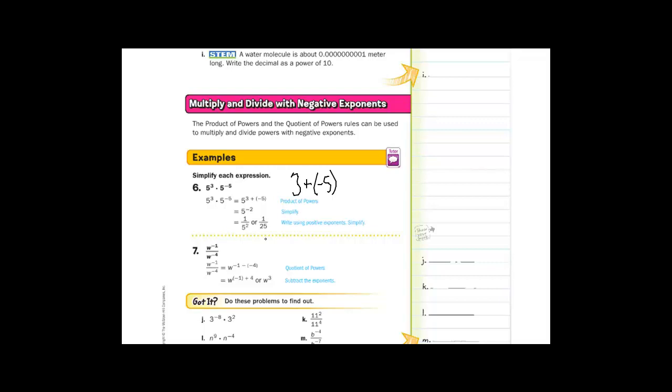This one may be the one that causes you a little bit of a problem. What you've got to realize here is that it's division, so you subtract: negative 1 minus a negative 4. Minus a minus goes to a plus. Negative 1 plus 4 would be w cubed. So try j through m. Go ahead and pause that.